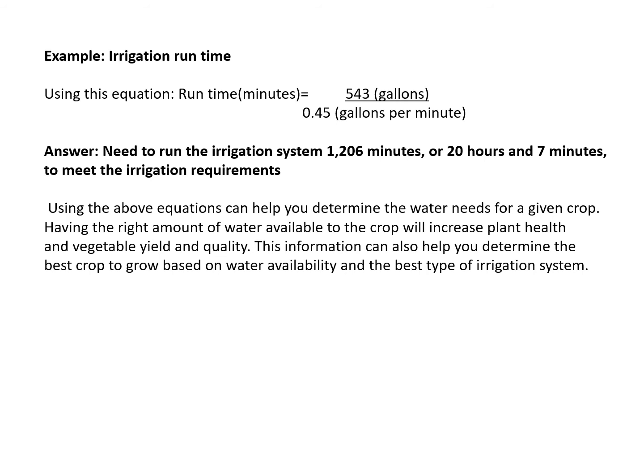So the answer is we need to run the irrigation system 1,206 minutes, or 20 hours and 7 minutes, to meet the irrigation requirements. Using these above equations can help you determine the water needs for a given crop. Having the right amount of water available to the crop will increase the plant health, your yield, and your quality. It'll help you determine the best crop to grow based on how much water you have available, and it'll help you determine the best type of irrigation system to use.